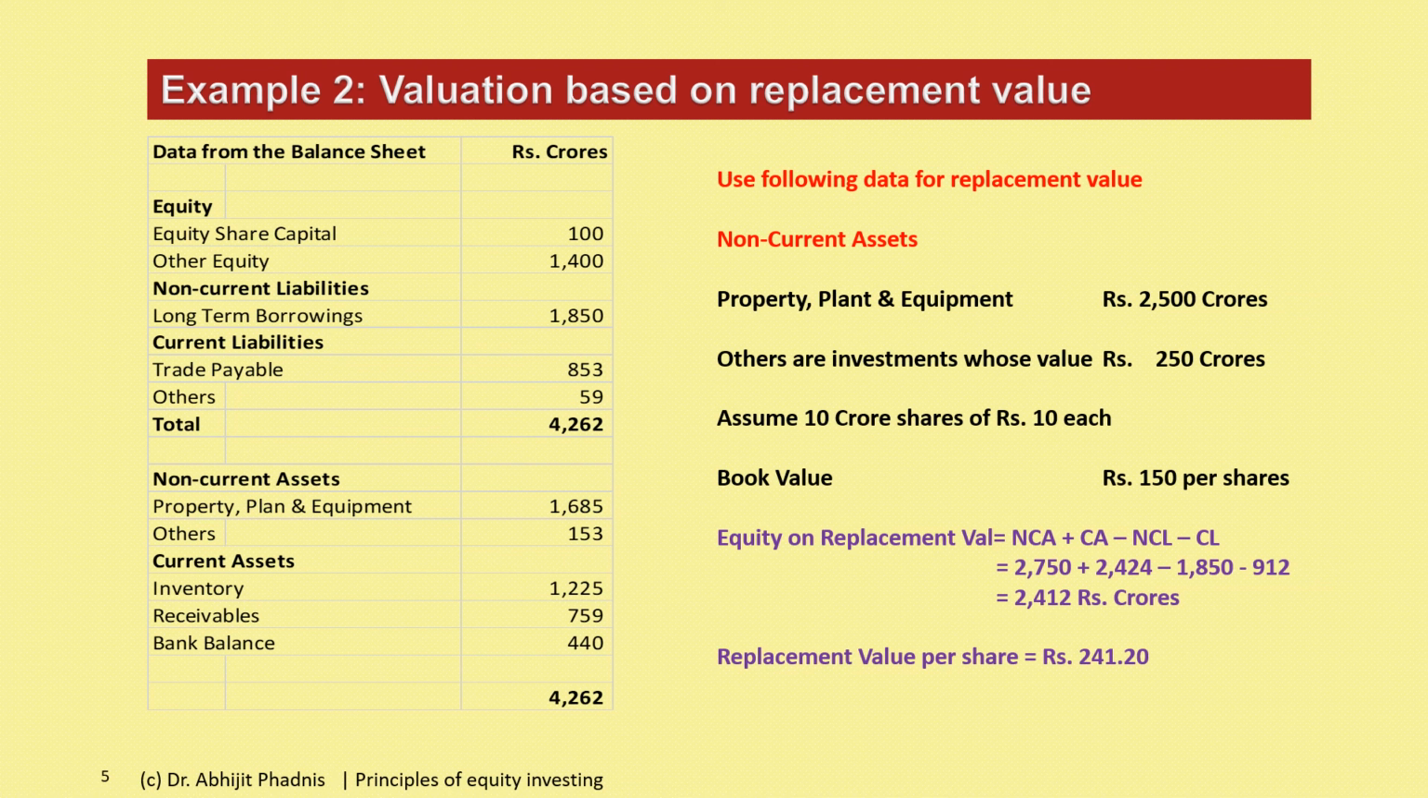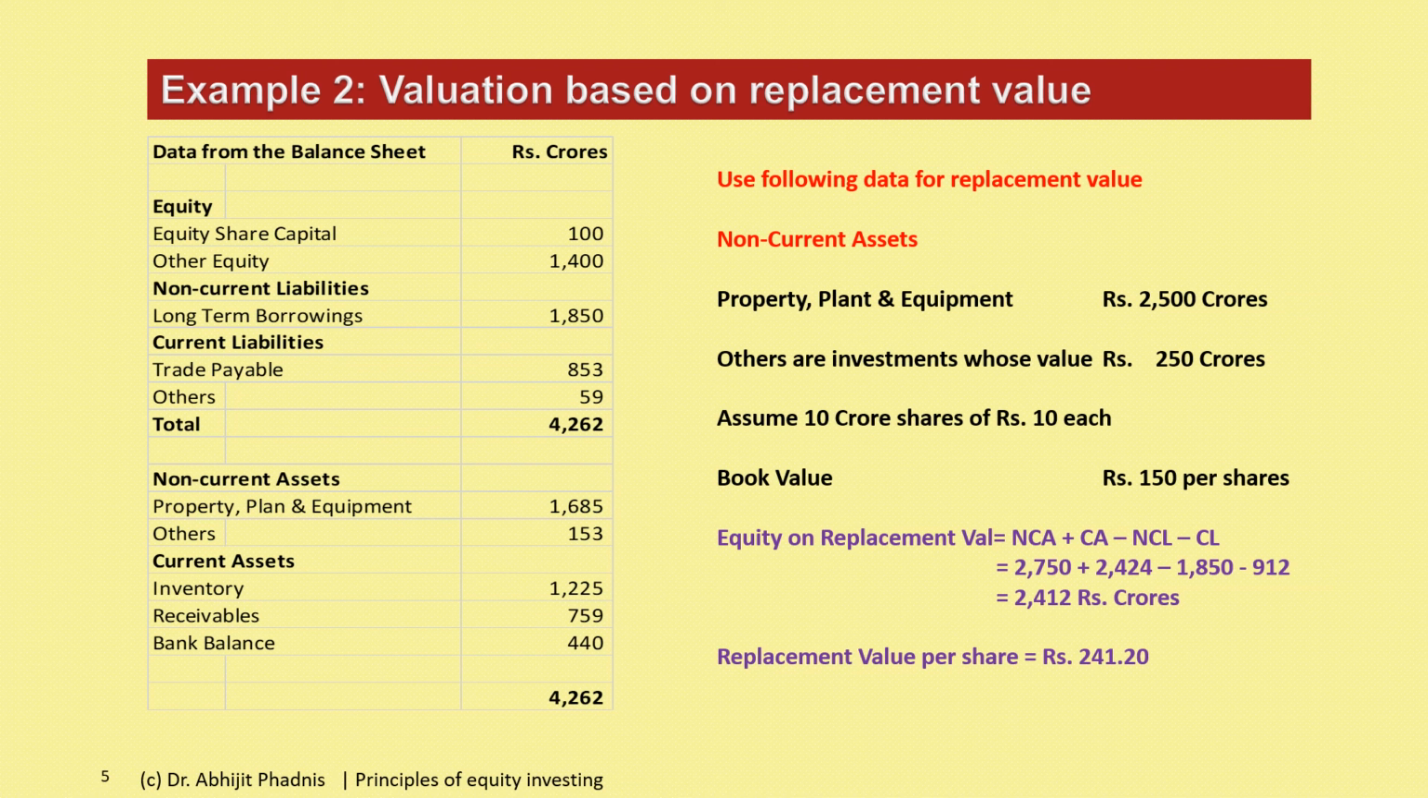And therefore, if we take a collective total of inventory, receivables, and bank balance, we would get 2,424, which is the same amount that we have taken here also. And similarly, from that we reduce the non-current liabilities and current liabilities, which are at the same amount that you can see on the left-hand side, which is 1,850 and 912. So using this replacement value, we get the equity of 2,412, not 1,500 that we had got from the books. So 2,412 divided by 10 crore shares will give us replacement value per share of 241.20. Now let us say if the prevailing price is 180 rupees, then one could clearly get into buying this stock using this argument of replacement value.